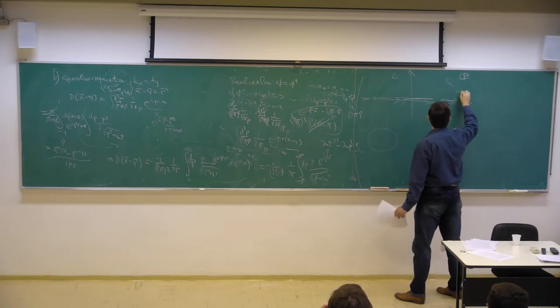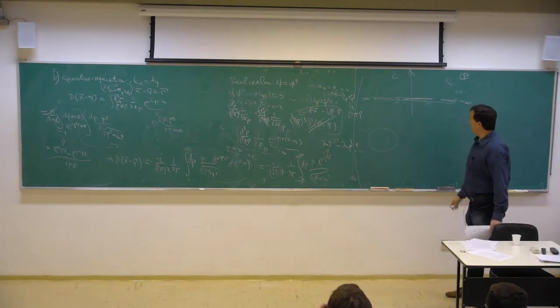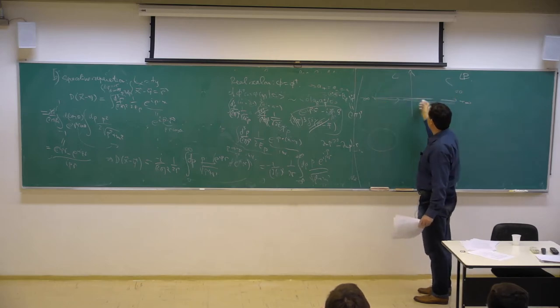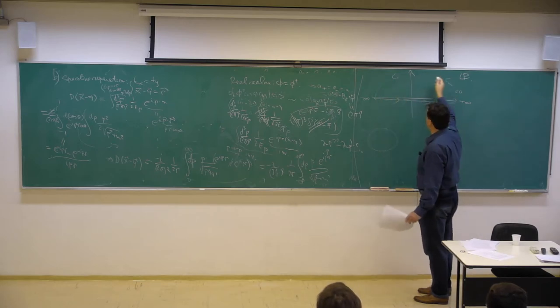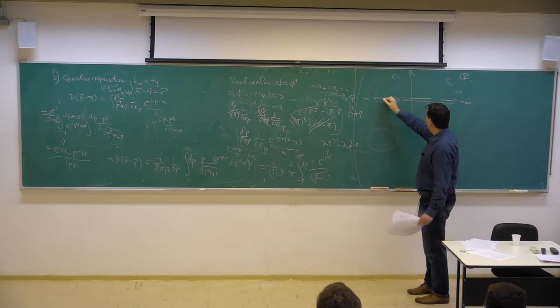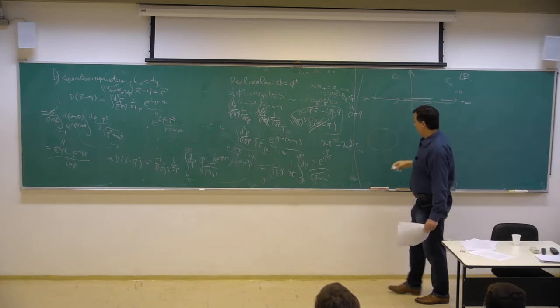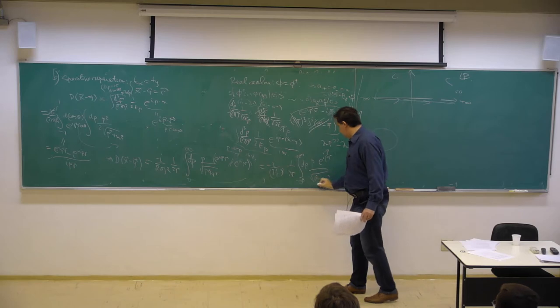So the integral of this is equal to zero. Therefore, the integral over this closed contour is equal to the integral that I want, and is equal, by the residue theorem, to the residues at the poles inside, right? But what are the poles? Well, this thing has a pole.